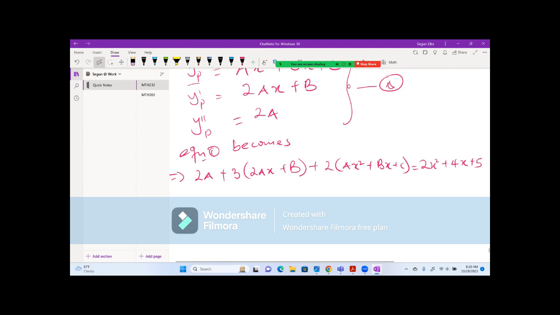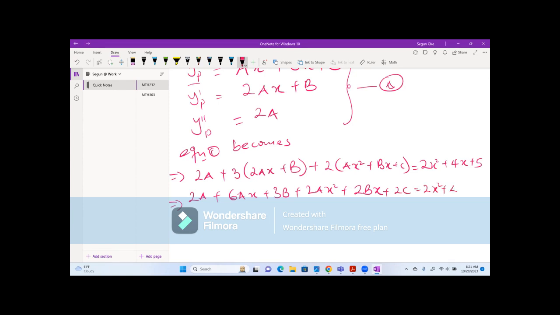Let's open the brackets. But when you are opening the bracket, you have to be careful in this case. Remember, okay, let's just open it first so that you can get what I'm saying. We have 2a plus 6ax plus 3b plus 2ax squared plus 2bx plus 2c equals 2x squared plus 4x plus 5.